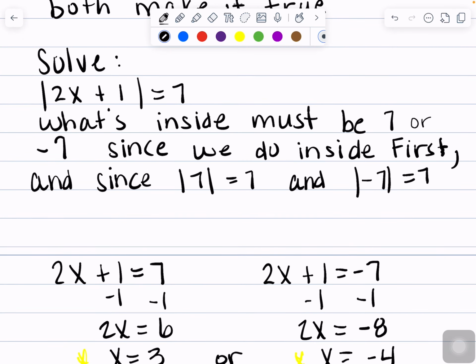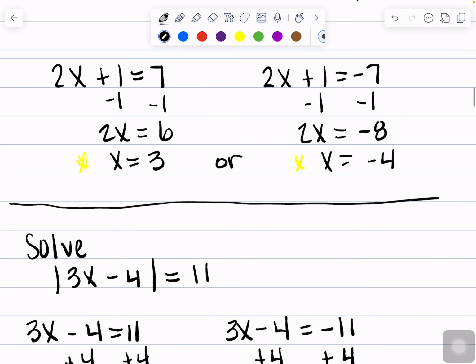So if we solve the absolute value of 2x plus 1 equals 7, we know what's inside must be 7 or negative 7, since we do inside first. The absolute value of 7 equals 7, and the absolute value of negative 7 equals 7. So what's inside there has to be 7 or negative 7. Okay, so we would set up our two problems and solve for x, and we get our two answers here.